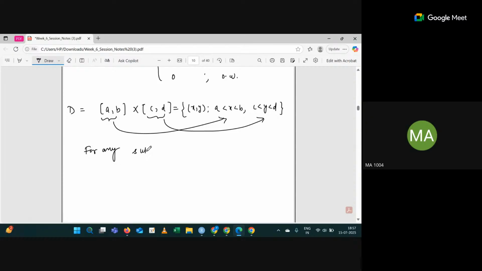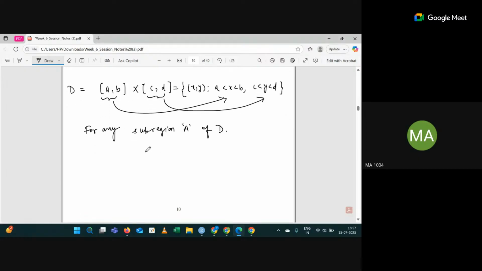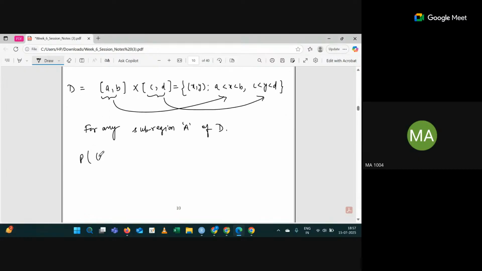For any sub-region A in the given region D, how will I calculate the probability that (x, y) is in A? This is nothing but area of A divided by area of D. Basically, probability is nothing but favorable cases divided by total cases, right?